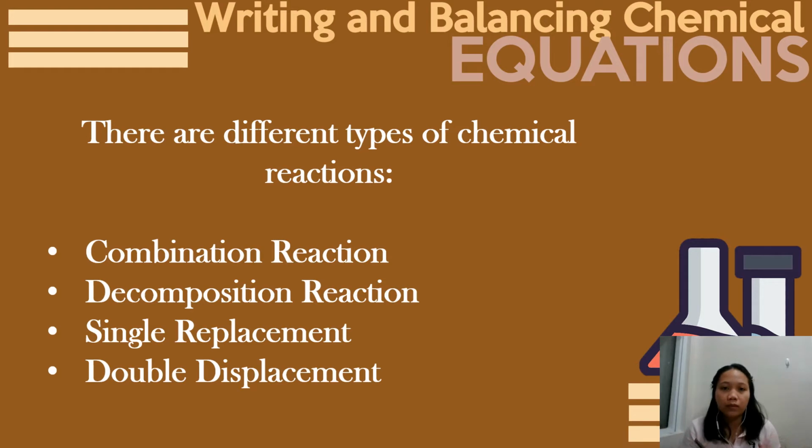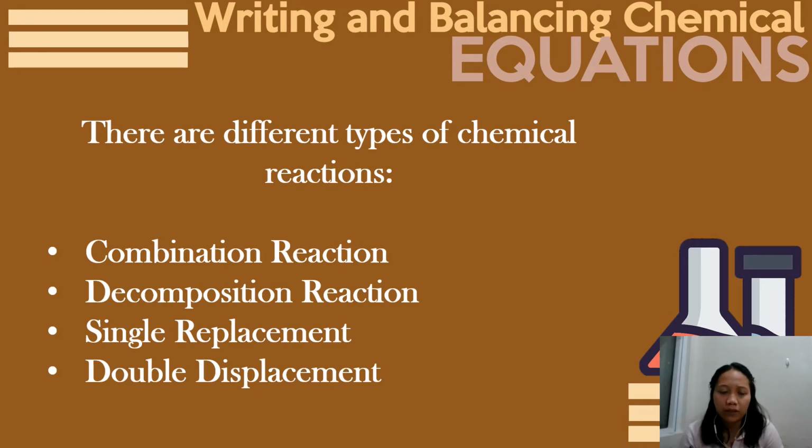You have to know first what is the type of chemical reaction that you are dealing with. And right after that, you write the chemical equation. Then right after that, you balance the equation. So we have four different types of chemical reactions, namely combination reaction, decomposition reaction, single replacement, and double displacement.